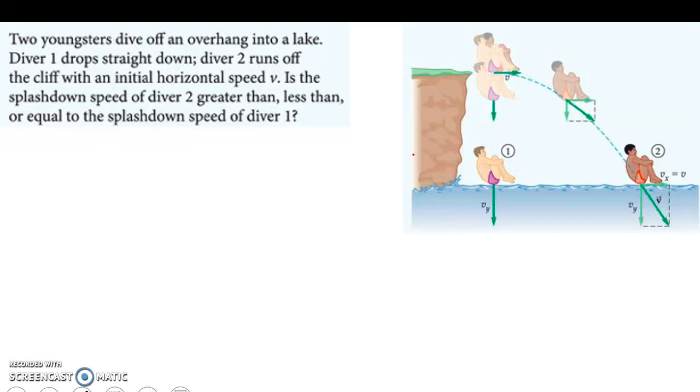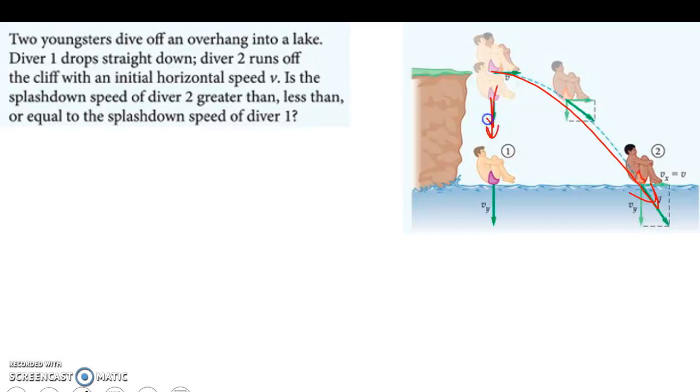Okay, so we have two people overhanging the lake in the pictures here. Diver 1 is dropping straight down. Diver 2 is taking an angle. Is the speed of diver 2 greater than, less than, or equal to that of diver 1?